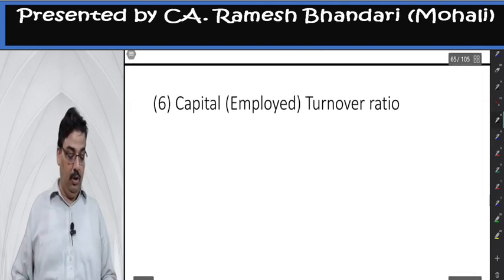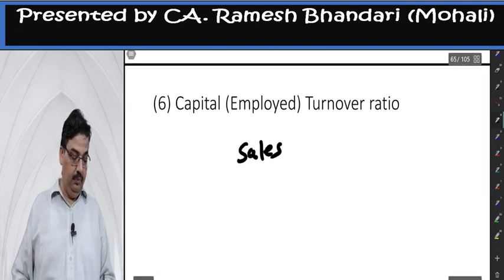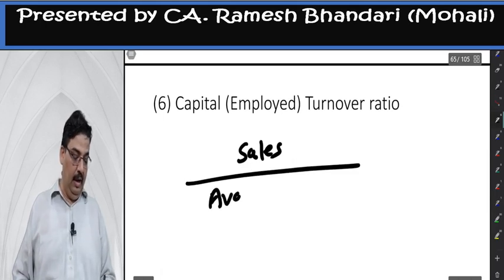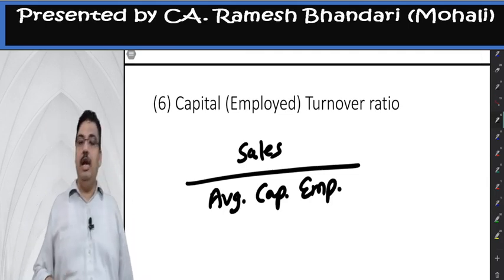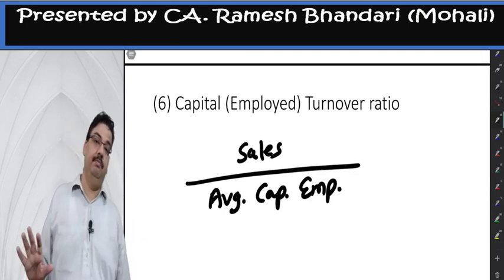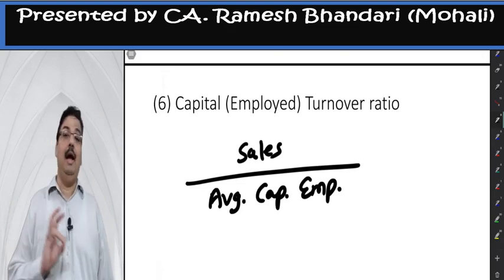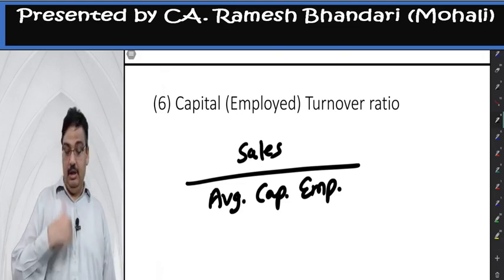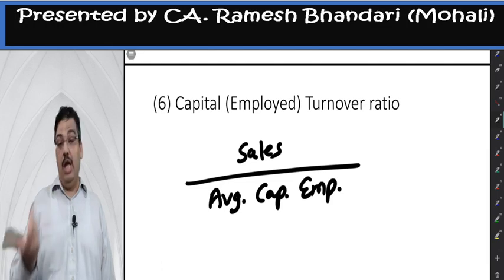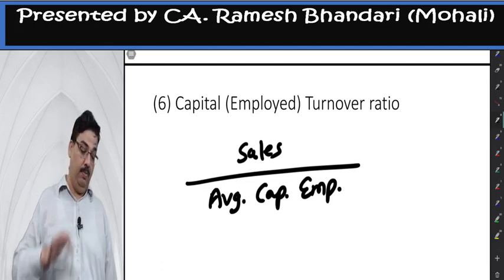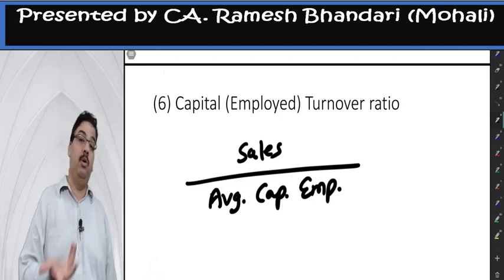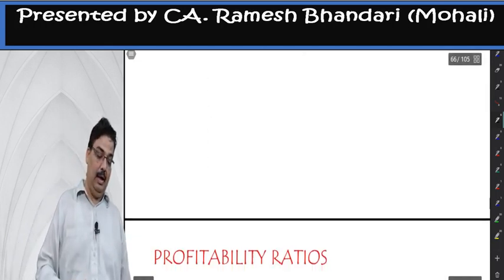Similarly, capital turnover ratio. Sales divided by average capital employed. The interpretation of the last three ratios is the same. Fixed asset, working capital and capital employed. Sale generated per rupee of working capital, per rupee of fixed asset, per rupee of capital employed. That is being told here. So efficiency will be analyzed in these terms.